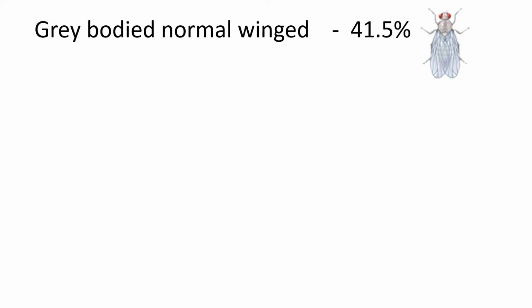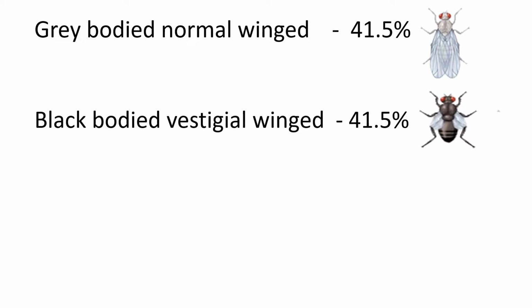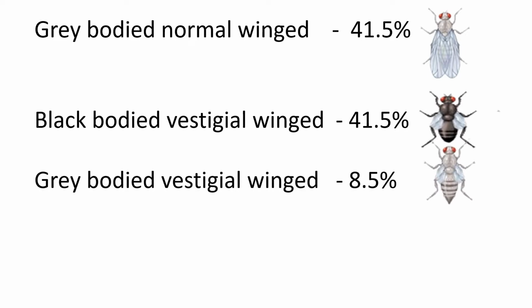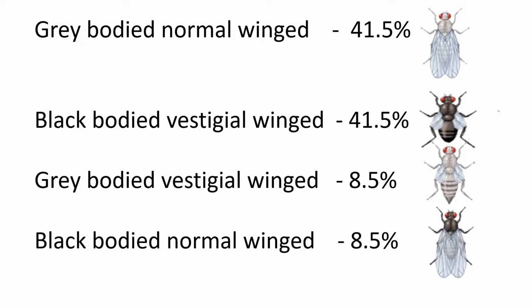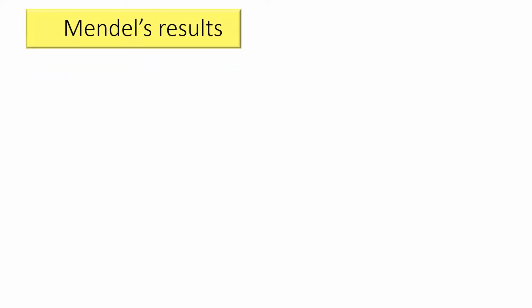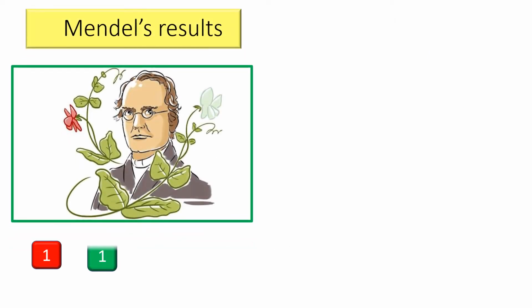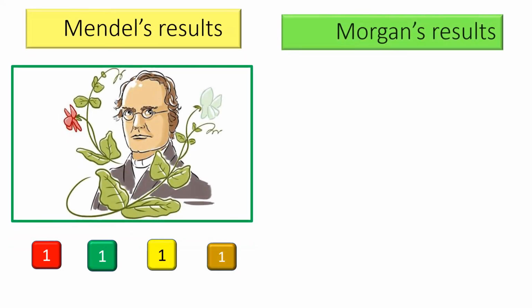Gray-bodied normal-winged flies 41.5. Black-bodied, vestigial-winged flies 41.5. Gray-bodied, vestigial-winged flies 8.5. Black-bodied normal-winged flies 8.5. Mendel's results. Morgan's results.